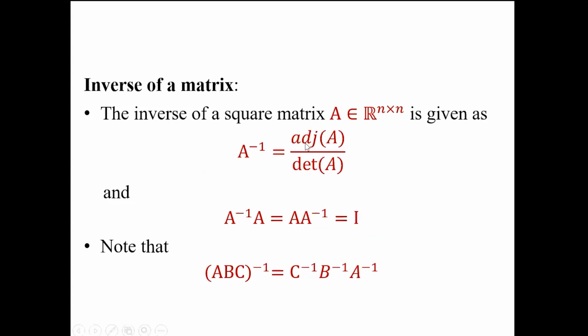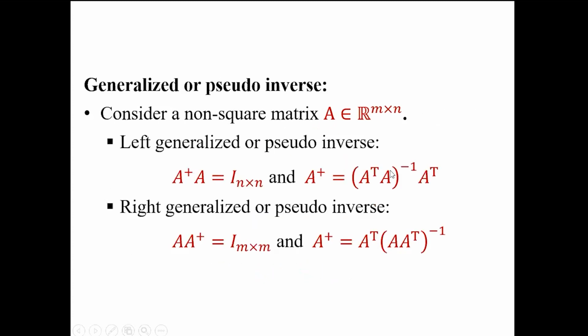This is an inverse for an n by n square matrix. We also normally talk about the pseudo inverse if the matrix is non-square. For instance, a non-square matrix A, m by n. Is it possible to have an inverse? Yes, we can have a pseudo inverse, and this is the way it is computed.